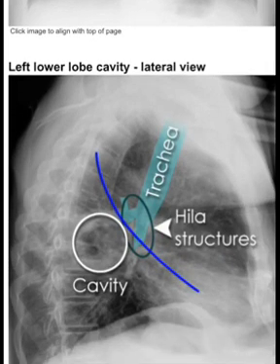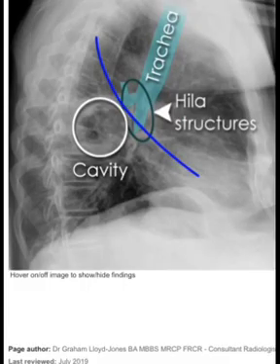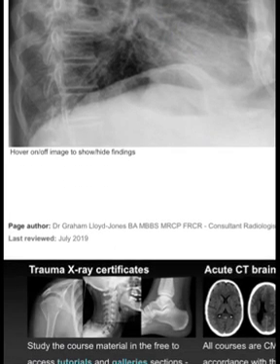This is the left lower lobe cavity, lateral view. The cavity is behind the oblique fissure, the blue line, and so must be in the lower lobe. Clinical information: long-term smoker with a cough. Diagnosis is left lower lobe lung cavity, in this case due to a squamous cell lung cancer.